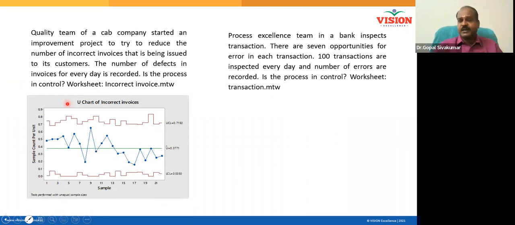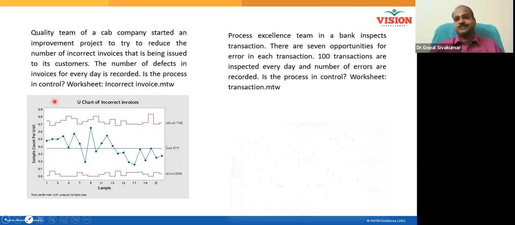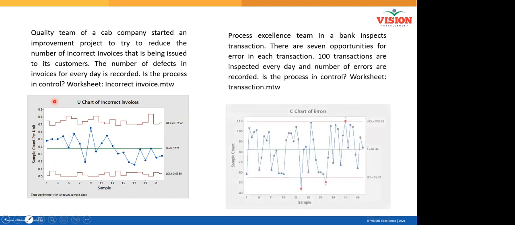Now on the right side, a process excellence team in a bank. I think we have one from Bank of America, right? The process excellence team in a bank inspects transactions. There are 7 opportunities for error in each transaction. I should give the name, I should give the account number, I should mention the amount. There are 7 opportunities. 100 transactions are inspected every day and number of errors are recorded. Now, what is the control chart? You are monitoring defects, but number of transactions is fixed. So it is C chart.